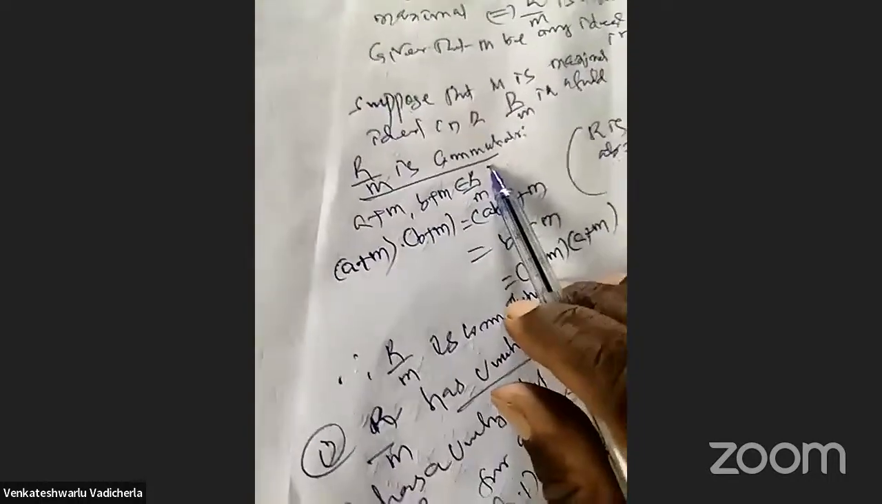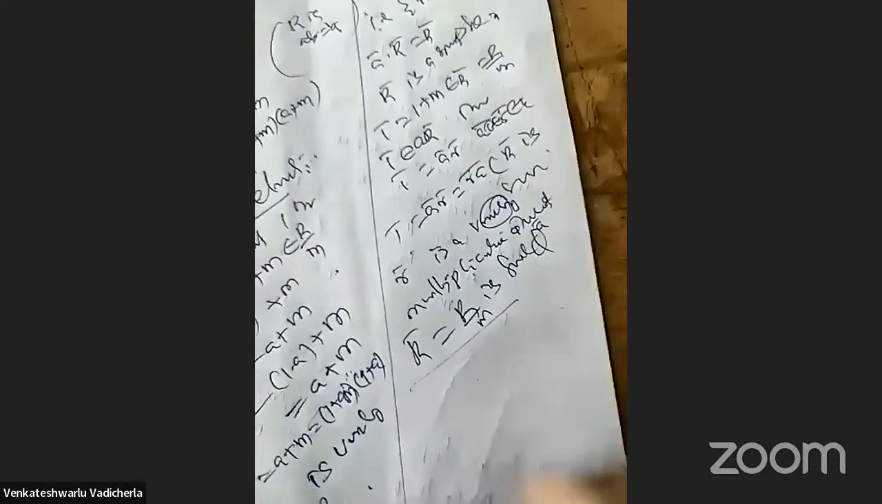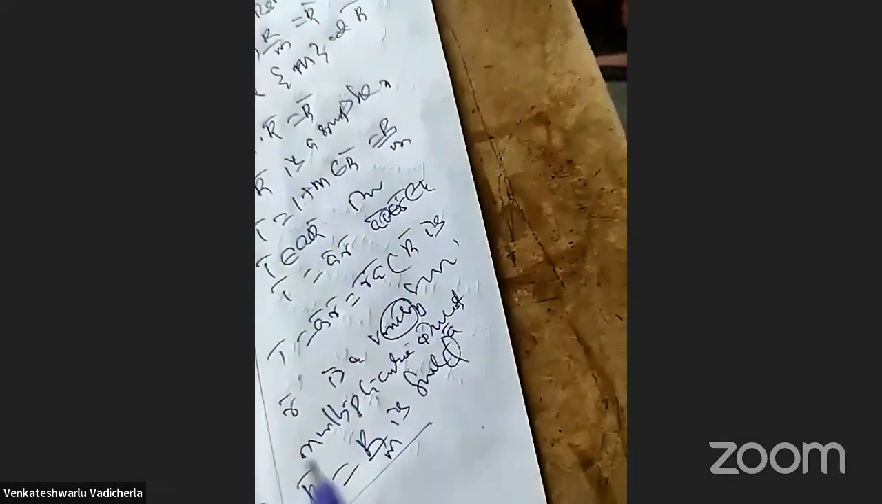So first we proved that R/M is a commutative ring, that R/M has a unity element, and that every non-zero element of R/M has a multiplicative inverse. Therefore, R̄ is a field. Next is the converse.